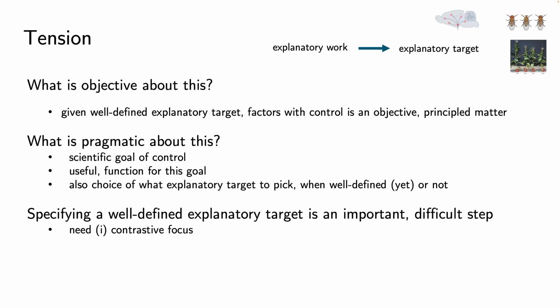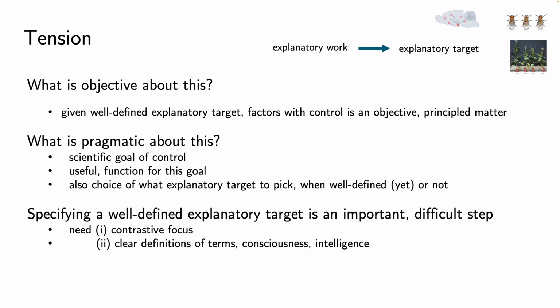It's the same with fruit fly eye color. You want to explain red eye color as opposed to what. If you don't specify the contrast, then you can have two scientists who think they're trying to explain the same thing, but they're not, or the explanatory target is ambiguous, right? So you need a contrastive focus, it doesn't need to be binary, but you need to say as opposed to what.